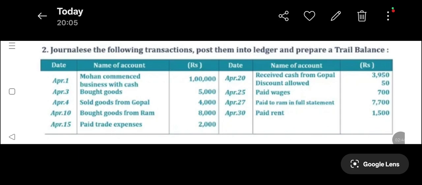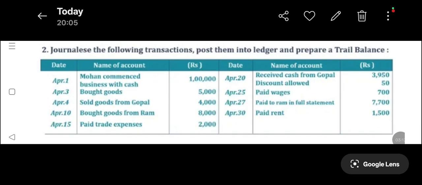Paid wages. Wages account debit to cash account 700. Then paid to Ram in full settlement. How much we have to pay to Ram? We have to pay to Ram 8,000, but we are paying him 7,700 in full settlement. That means 300 is discount received. So generally it will be Ram account debit 8,000 to cash account 7,700 and to discount received account 300. The last transaction is paid rent. Rent account debit to cash account.